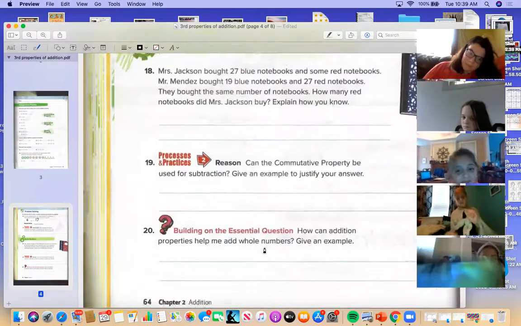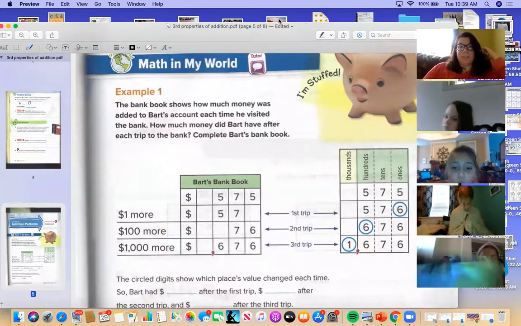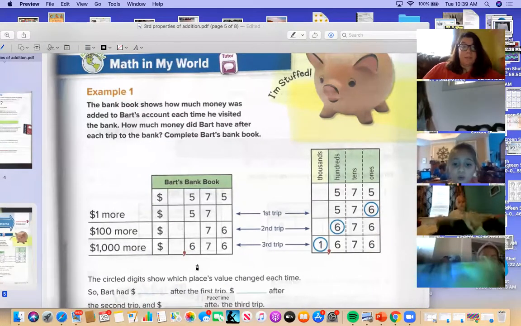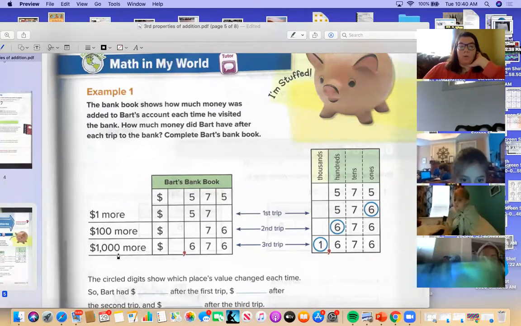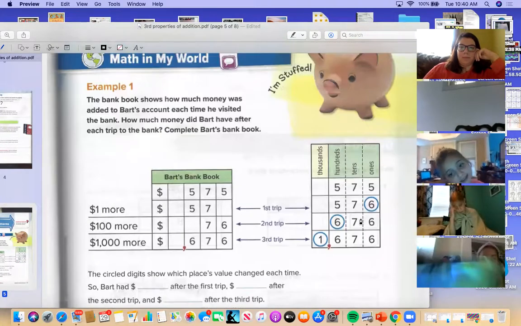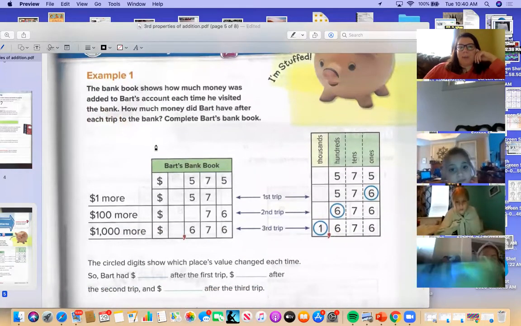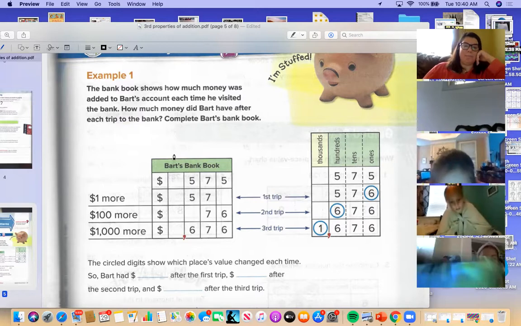All right. Next part of the lesson, addition patterns. So this is just some place value review. We've been doing place value, except we're looking at one more, 10 more, 100 more, or 1,000 more. This shows how much money was added to Bart's account each time he visited the bank. How much money did Bart have after each trip to the bank? Complete Bart's bank book. I think they tried to give us a tongue twister.